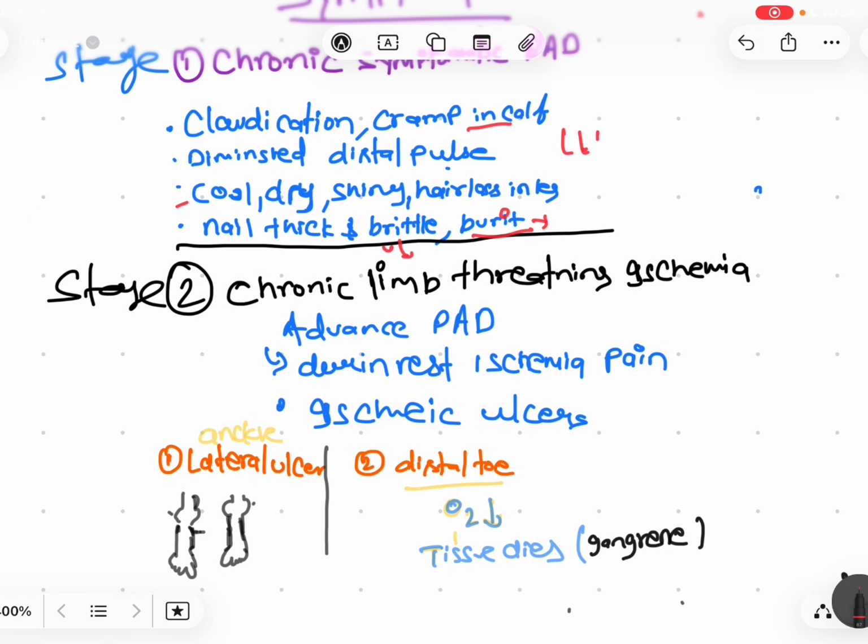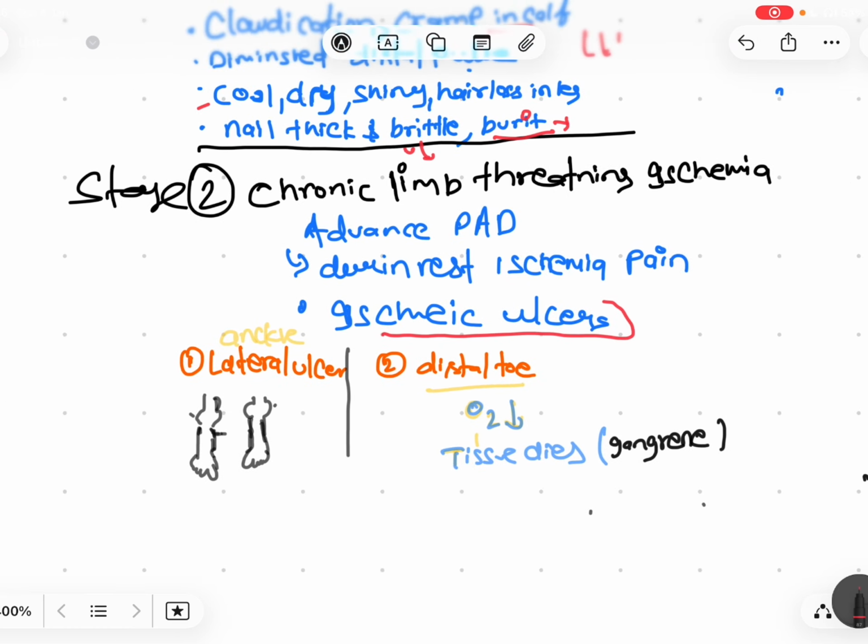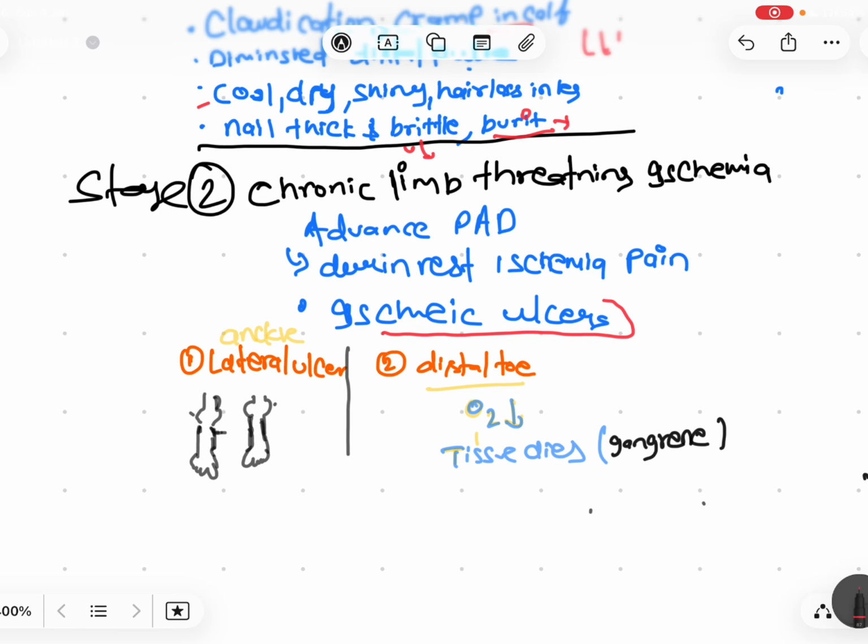And if we look at what happens in stage two, the symptoms of stage two, the chronic limb threatening ischemia, as we know the advanced PAD, there is pain during rest, and less while in a resting position due to gravity, while we put our leg down. In this situation, ischemic ulcers form. We can define them on the basis of three types of ulcers. Basically, first is the lateral ankle ulcer.